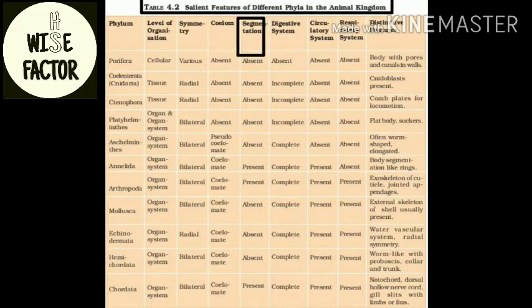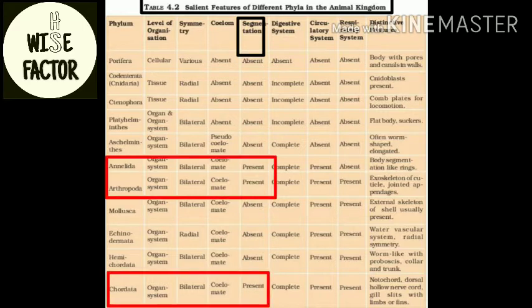Moving on to segmentation, almost all the phyla do not have any segmentation except three phyla, which are Annelids, Arthropods, and Chordates. It is easy to remember because we ourselves, that is human beings, belong to the Chordata phylum. Arthropoda includes all the insects which are segmented as we know because they have head, thorax, and abdomen. And one more phylum that we need to remember is Annelida.